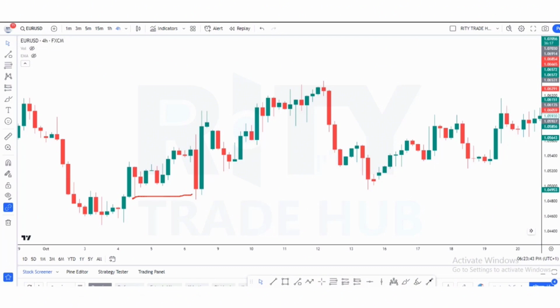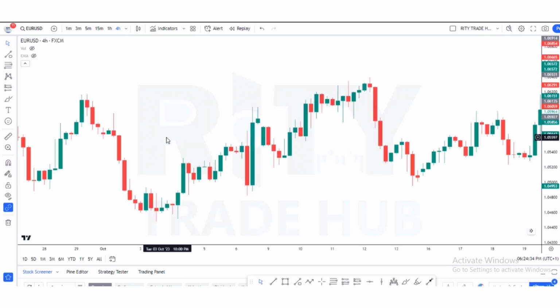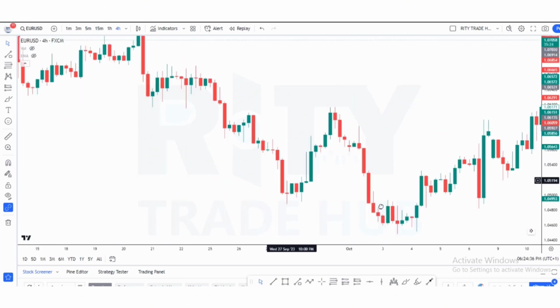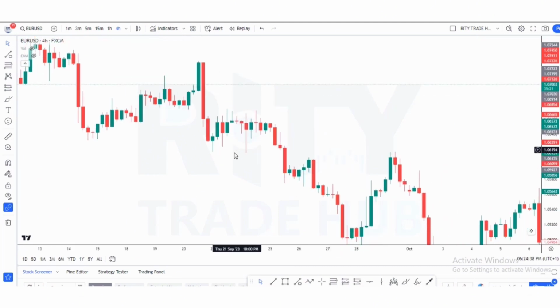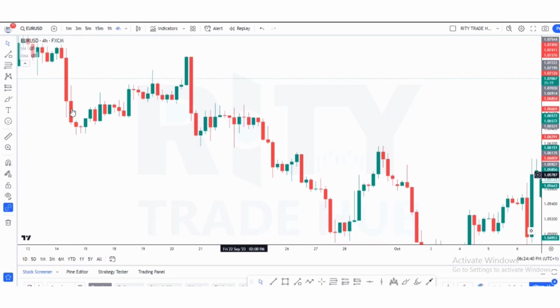So guys, these are some of the concepts that you need to properly understand so that you can take advantage of them to make profits from the forex market. Let's take a look at a few more scenarios to have a better understanding of these concepts. Right here, this is a downward trend scenario.